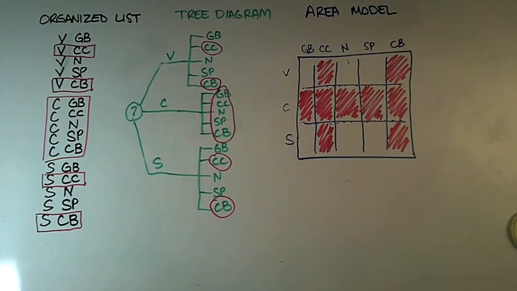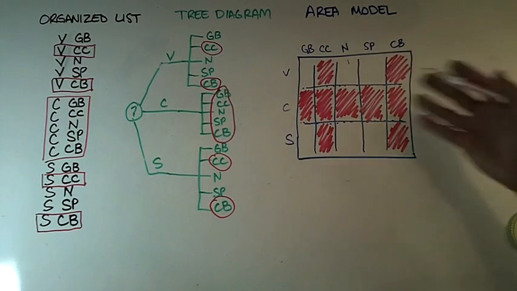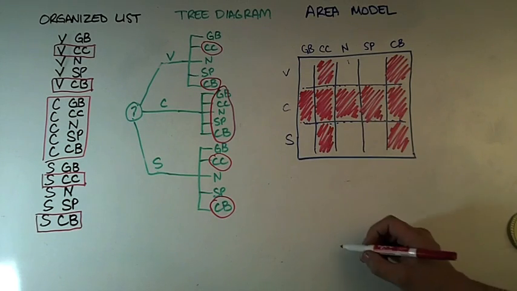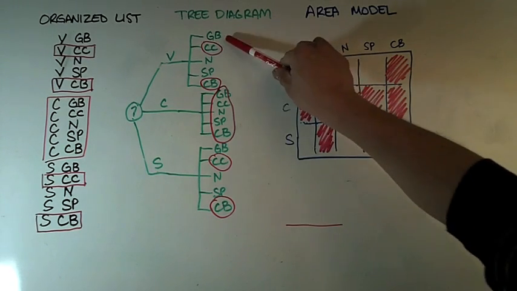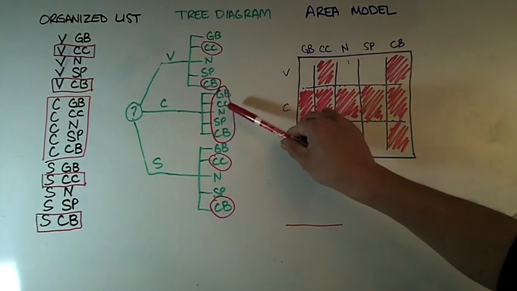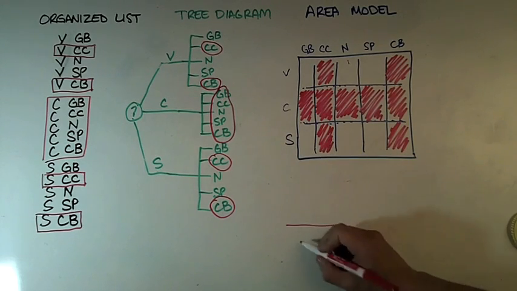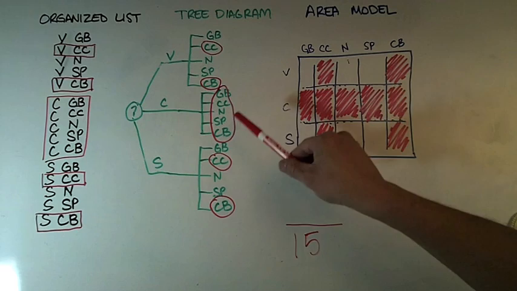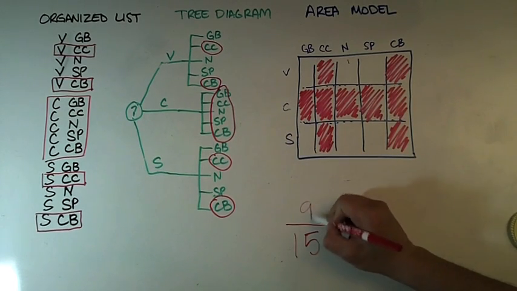All right, so we have all the options with the chocolate highlighted. I love chocolate. And now our big question is, what is the percentage that the chocolate is going to appear if I randomly get a combo? So I need to count the total number of outcomes, which is 15. And then the number of times that chocolate shows up is going to be 9.